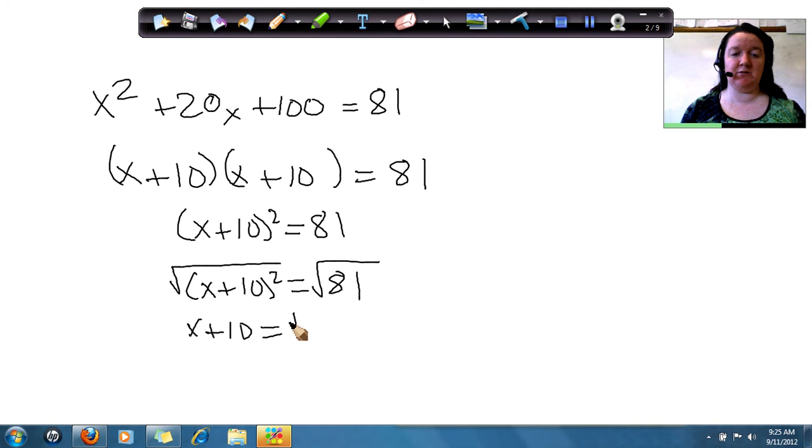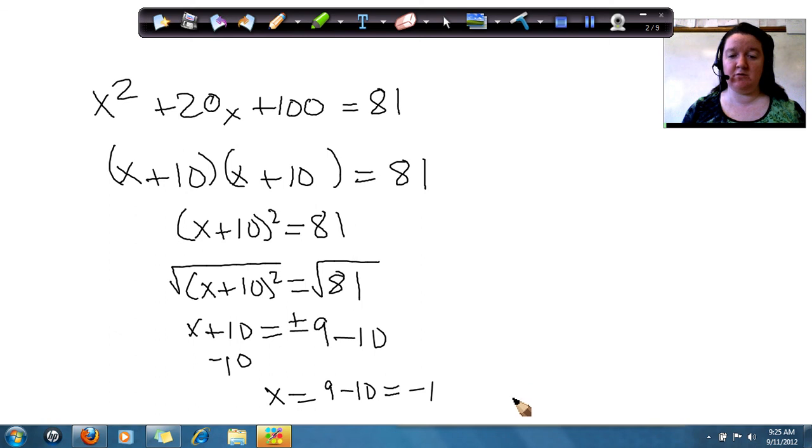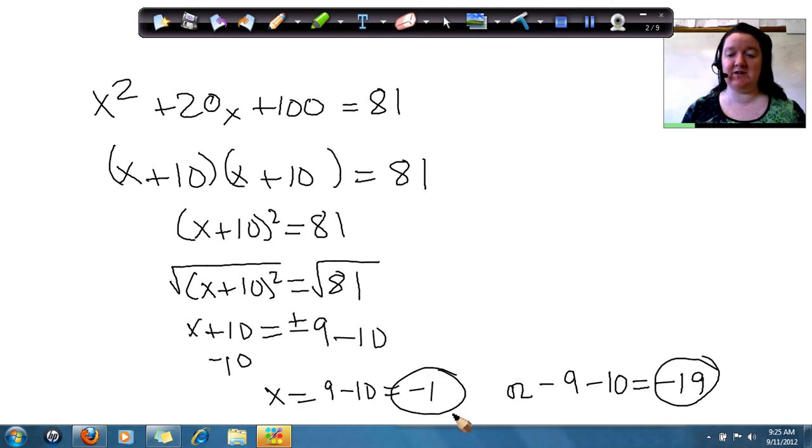And the square root of 81 is going to give me plus or minus 9. Now I need to solve for x, so I'm going to subtract 10 from both sides. So x equals, well, I can have a positive 9 minus 10, which would give me a negative 1, or I could have a negative 9 minus 10, which would give me a negative 19. So I have two solutions, negative 19 and negative 1.